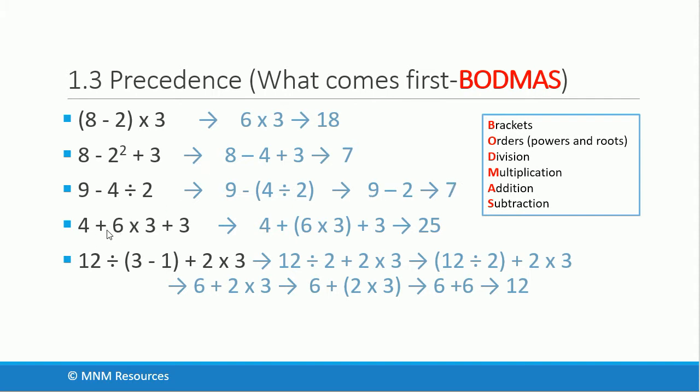In the next example, we have addition and multiplication. So looking at the rule of BODMAS, we know that multiplication comes before addition. So 6 multiplied by 3 gives you a total of 18, and you would add 3 plus 4 to 18 to give you a total of 25.